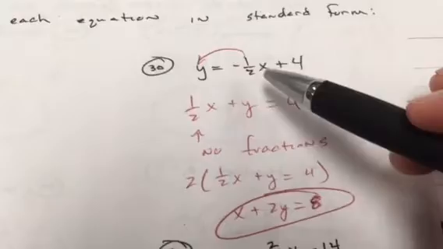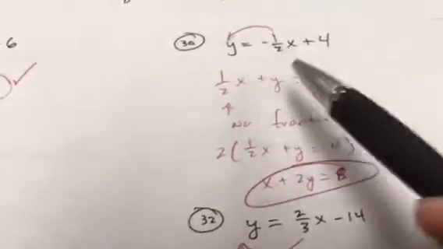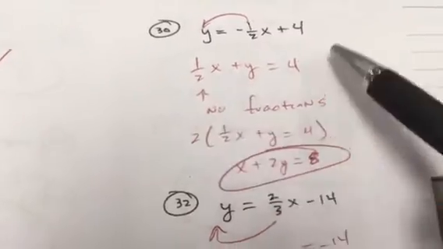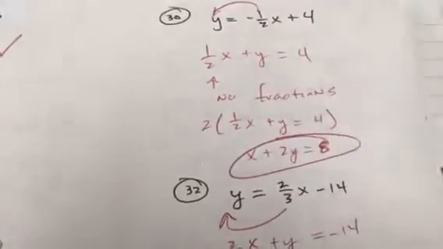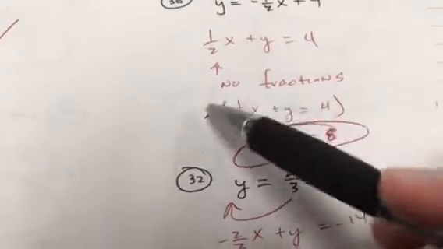Check. We're good. Here, when you move a negative 1/2 x over to the other side, it does become positive, but it is a fraction. How I get rid of that 2 on the bottom is to multiply everything by 2. Distribute 2. 2 times 1/2 is 1. 2 times y is 2y. 2 times 4 is 8.